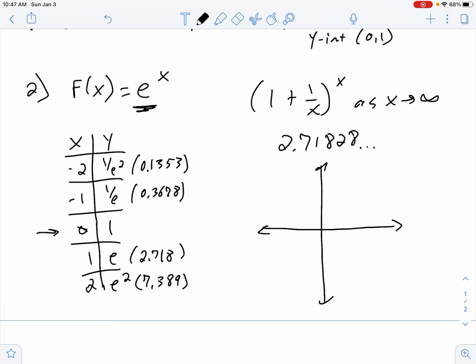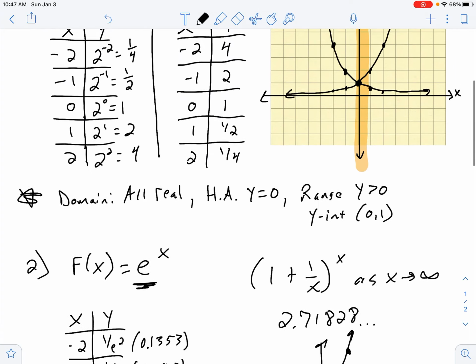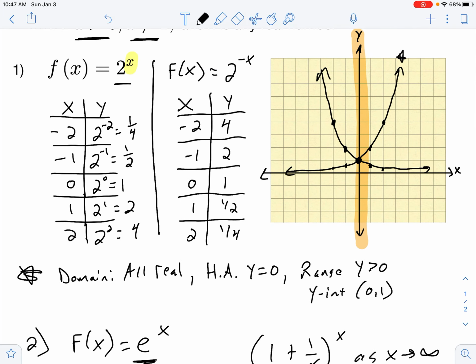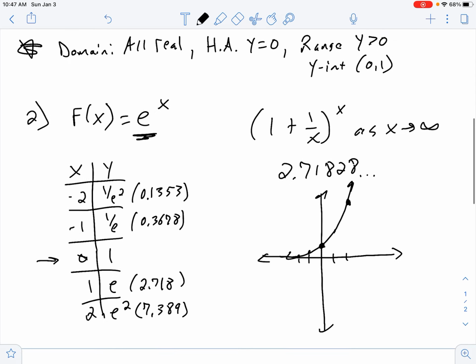So if you were to do a quick sketch, you would see that you're going to get the same. At -2, you're somewhere down here, then -1, 0, 1, and then somewhere up here. Again, this is a rough sketch, but you get the point of what this would look like, which is just like this one right here, 2 to the x.